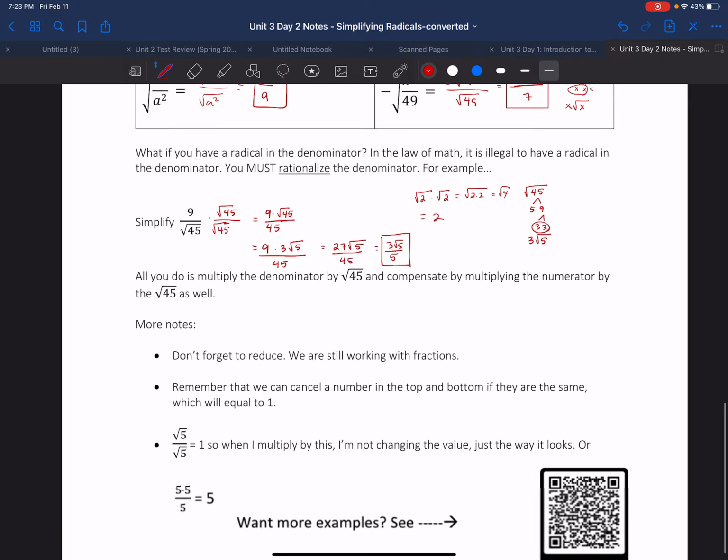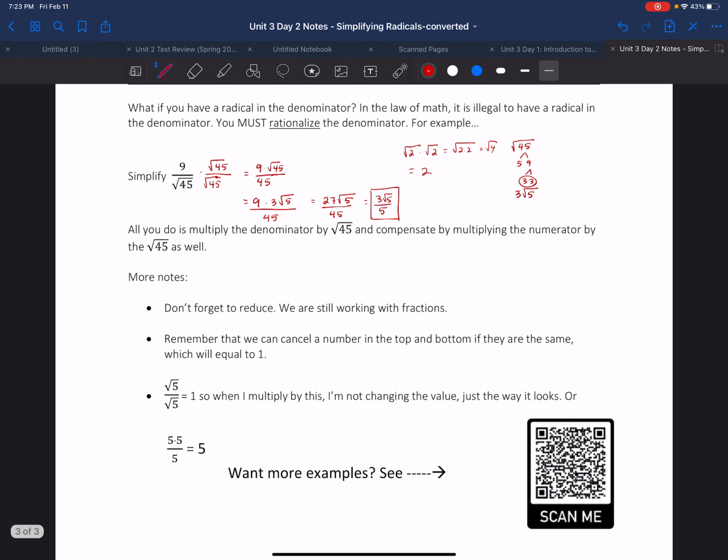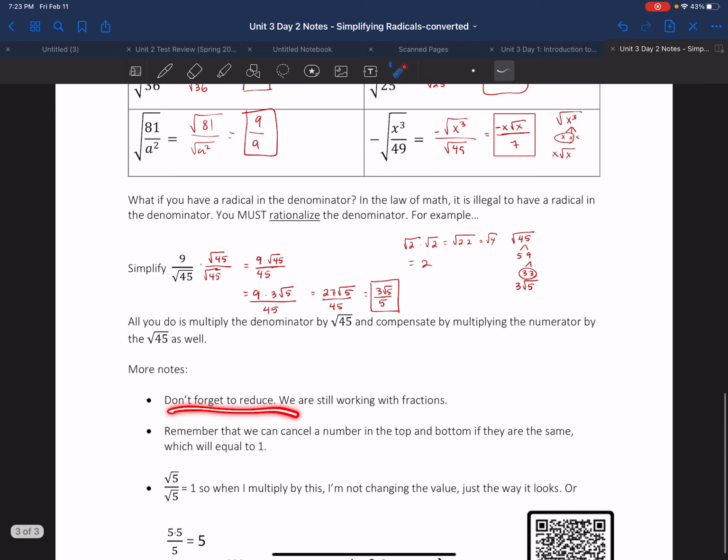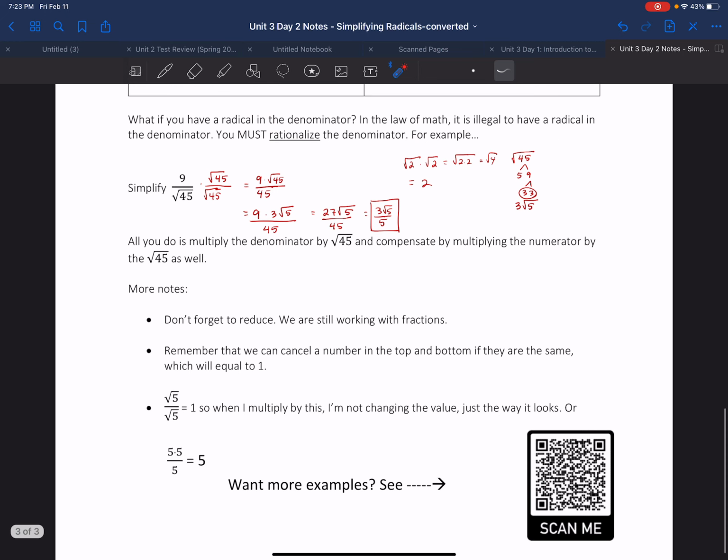Okay, go ahead and take a look at the notes. Remember to reduce, because we are still dealing with fractions. We can cancel a number in the top and bottom. Remember, if I have something the same up top and the bottom, I can go ahead and cancel that out, because it's like saying 5 divided by 5. That's just 1, right? The square root of 5 divided by the square root of 5. Anything divided by itself is going to give you 1.